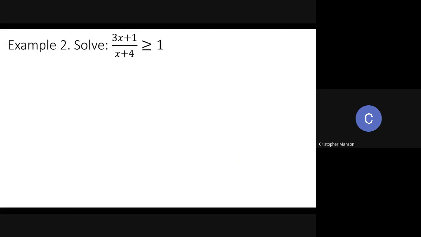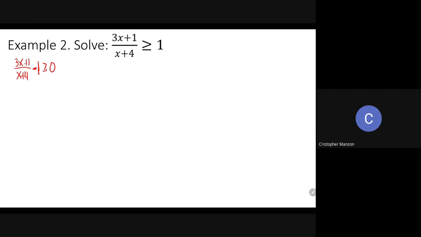That's one. So solve 3x plus 1 over x plus 4. Hindi natin makuha muna ang domain kasi ang first step is dapat yung nasa right side ay dapat 0. So we have to transpose daw muna yung 1 dito sa left side, kaya siya maging negative 1. Lakihan ko.